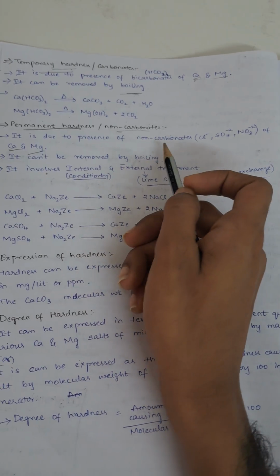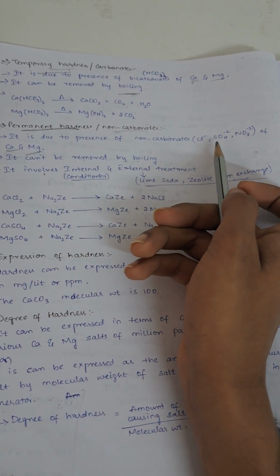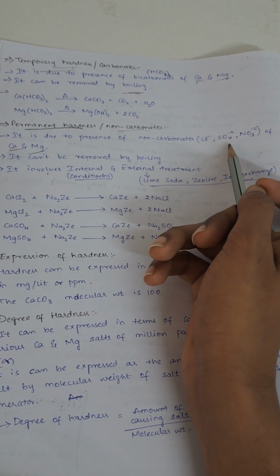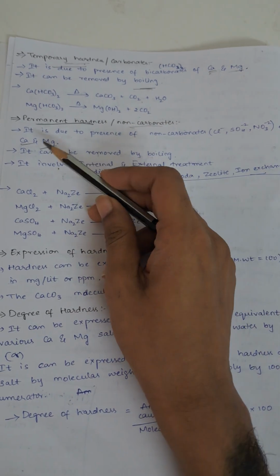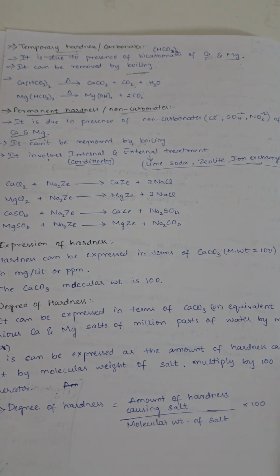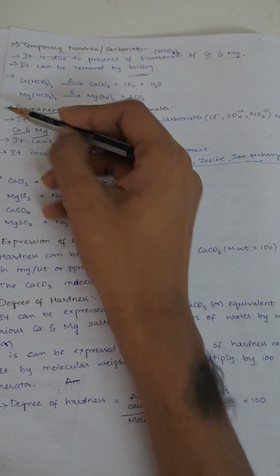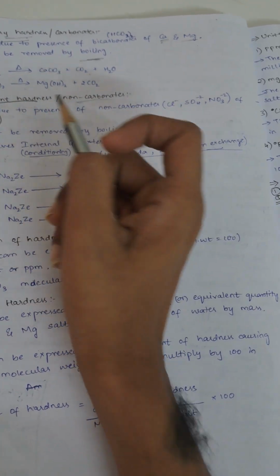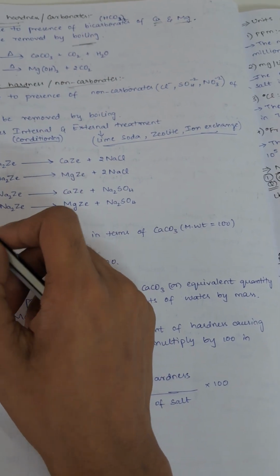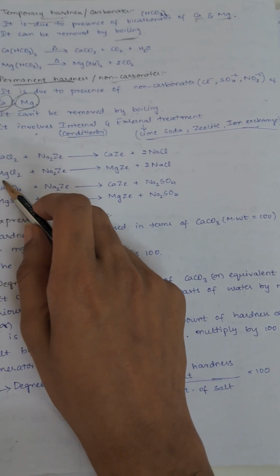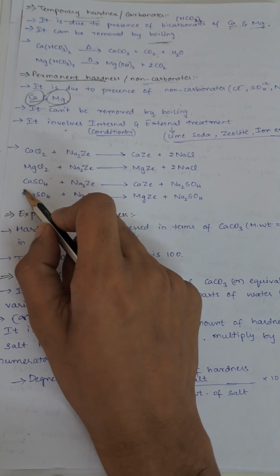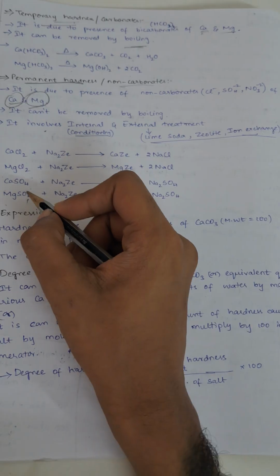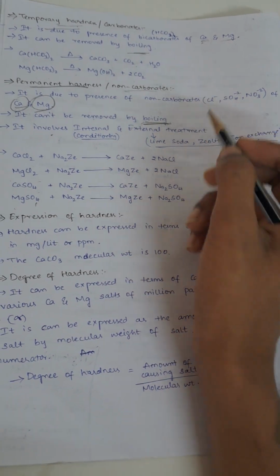It is due to the presence of non-carbonates, meaning chloride, SO4 2-, NO3 -, sulfate, nitrate of calcium and magnesium. Even in permanent hardness it contains calcium and magnesium. If this calcium and magnesium is in the form of calcium chloride, calcium sulfate, magnesium chloride, magnesium sulfate, then this is permanent hard water. Now you can't remove it by boiling because it is permanent.